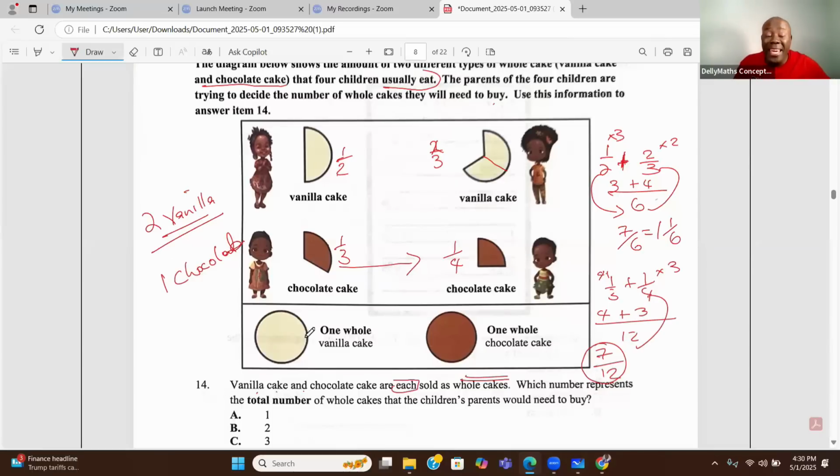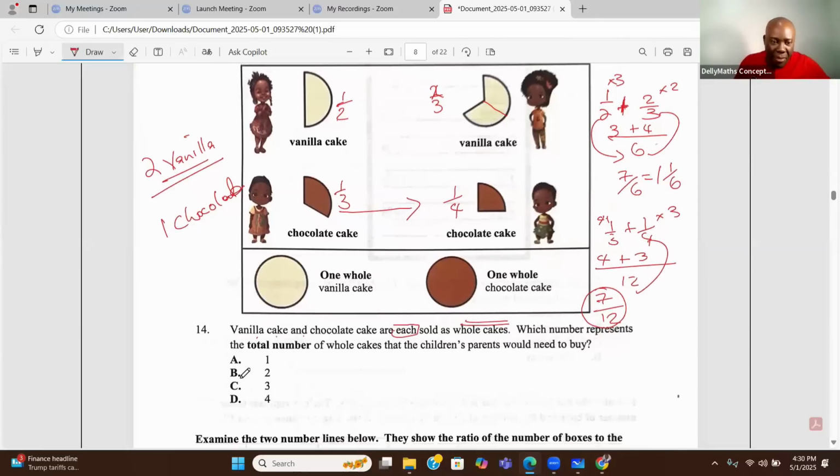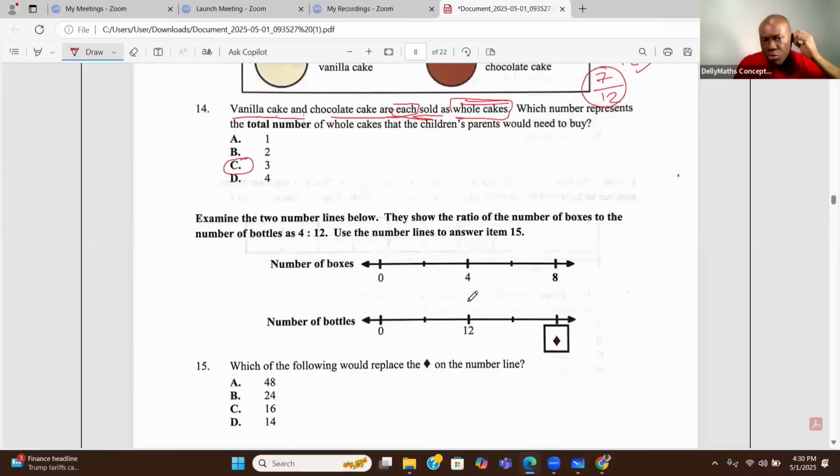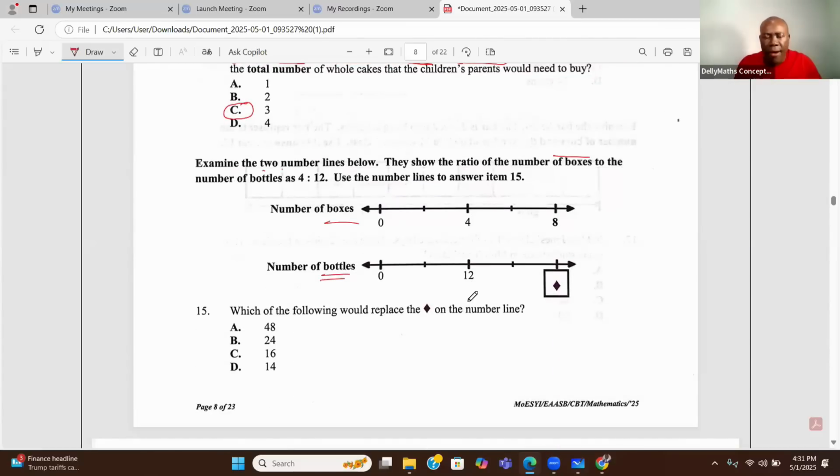We need a total of 3 cakes because we're going to have to buy 2 vanilla to get what we want. So remember now, the reason why I had to pick this was they said vanilla cakes and chocolate cakes are each sold as a whole, each separately, individually. All right, let's move to the next question. Okay. All right, good to go.